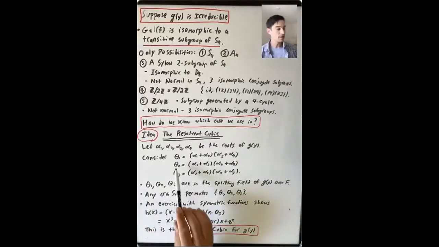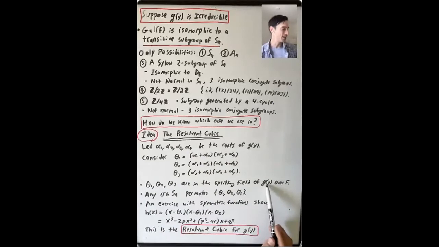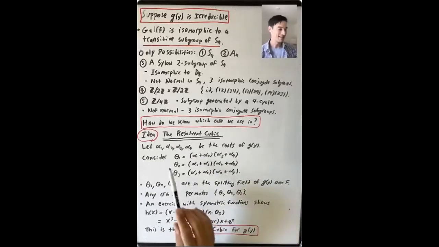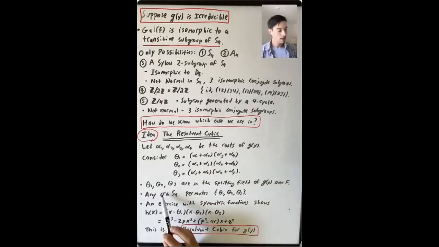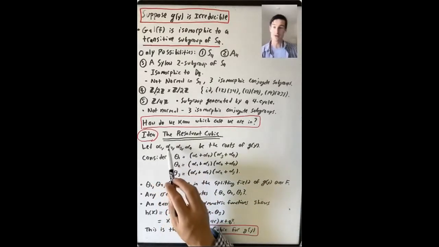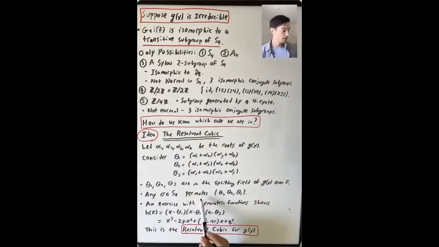All right, so it's clear that alpha 1 through alpha 4 and theta 1, theta 2, and theta 3 are in the splitting field of g of y over f. If you have some field that contains each of these roots, alpha 1, alpha 2, alpha 3, alpha 4, it definitely contains each of theta 1, theta 2, theta 3. And what happens when you permute the alphas is you also permute theta 1, theta 2, and theta 3.